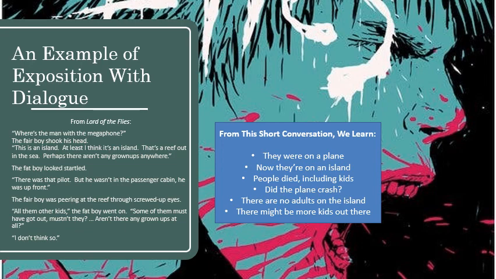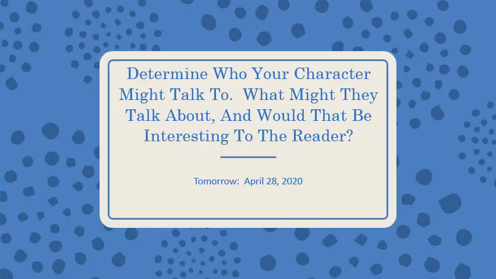and it helps us understand the world around them. So what I'd like you to consider for tomorrow, which will be a writing activity, is first of all, who might your character speak to? For the activity tomorrow, even if you don't want to have a second character in your story, your character actually speaks to another character. So who might they actually speak to? And what would they talk about? And why or how would that be interesting to the reader?